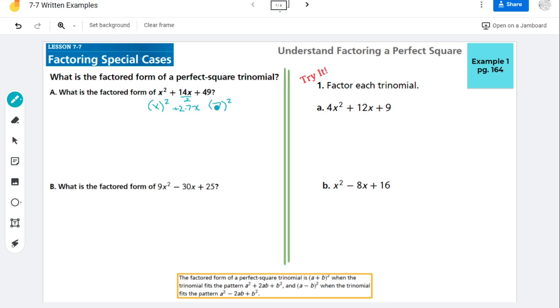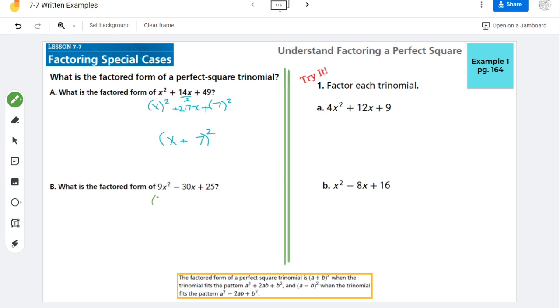So does this follow this pattern where we have a squared, plus 2ab plus b squared? Yes. So we have the perfect square trinomial pattern. So I could just write my a and my b, and whatever this first sign is falls down. So there's the factored form. So let's go ahead and let's try that again.